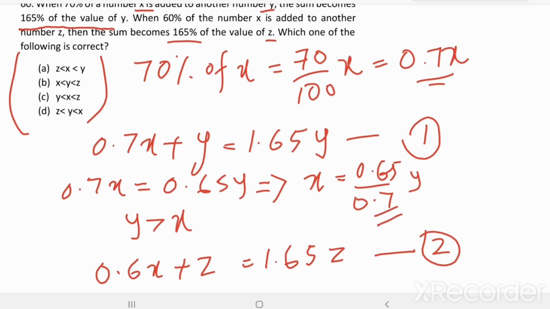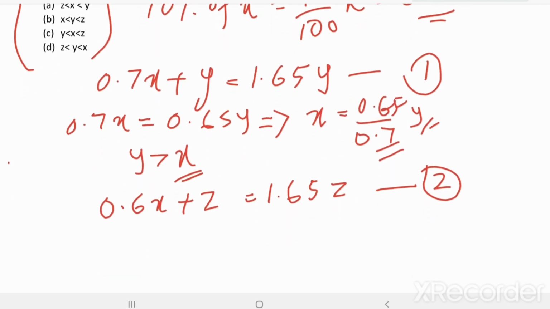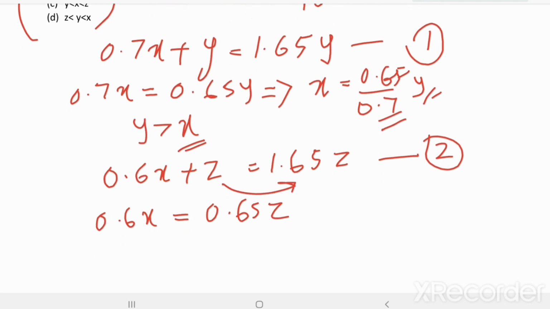Denominator is greater than numerator. That means x is only a fraction of y. Therefore, y is greater than x. Now, see the second equation. 0.6x equal to 0.65z. I took this z right side, then it becomes 0.65z. From here, it is clear that 0.6x equal to 0.65z.